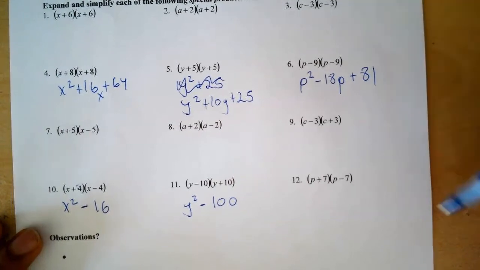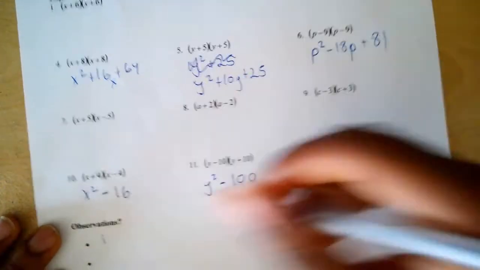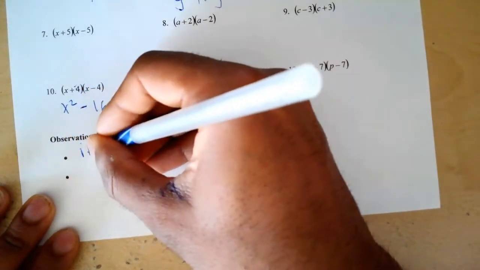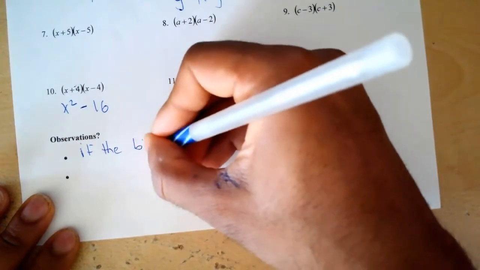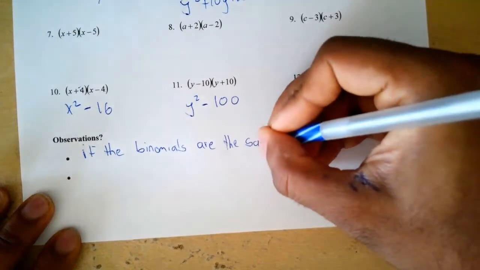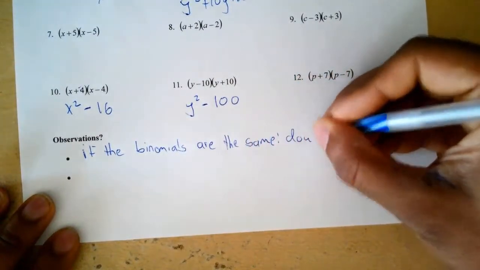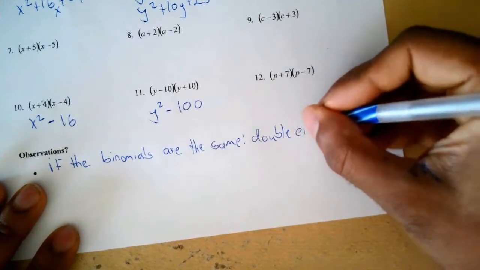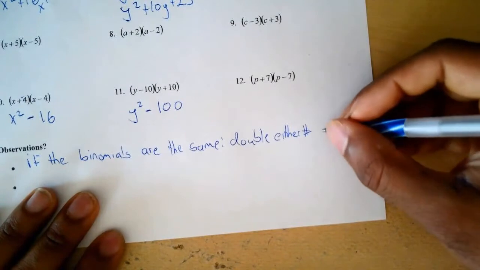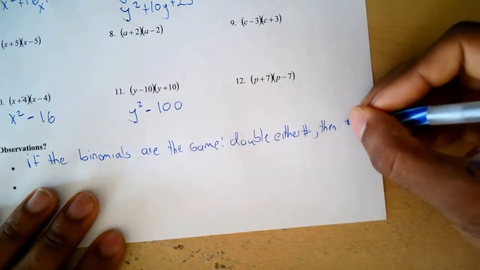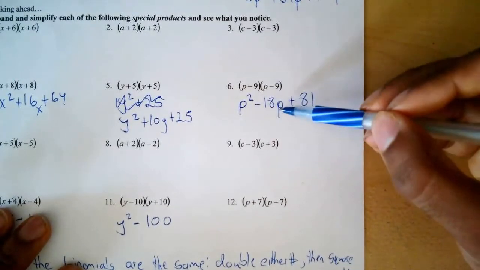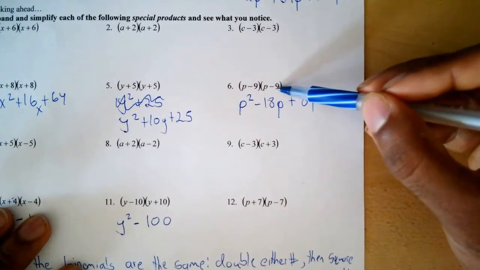Okay, so let's write the rules here. So let me just move this up. If the binomials are the same, double either number for the middle term, right? And then the last term is the square of the number. You can see, for example, the middle term is just it doubled. The last term is just itself squared.